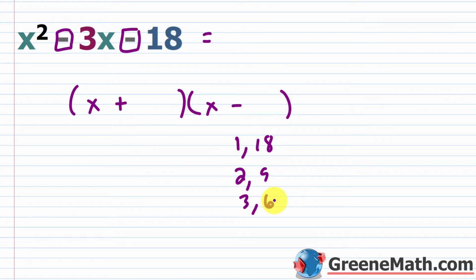Yeah, if I had a negative 6 and a positive 3. So if I had a negative 6 and a positive 3, that works. Negative 6 plus 3 is negative 3. And negative 6 times 3 is negative 18. So this is what we're looking for here. We get the quantity x plus 3 times the quantity x minus 6.